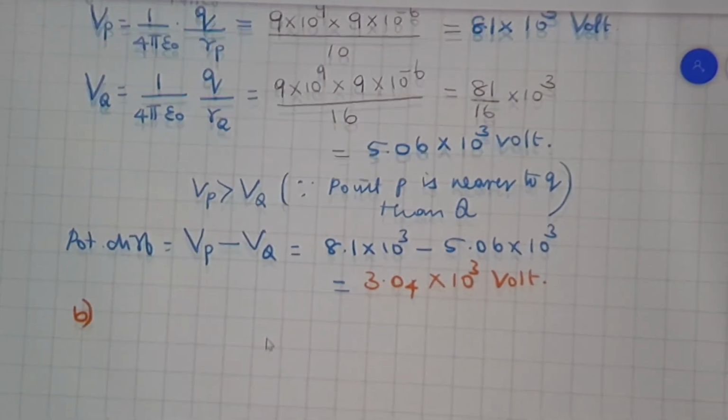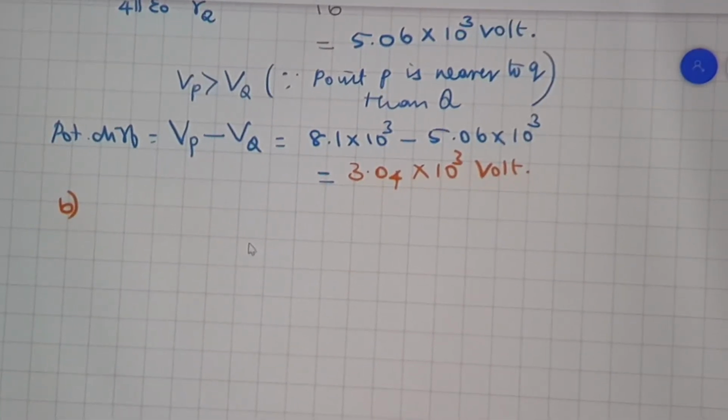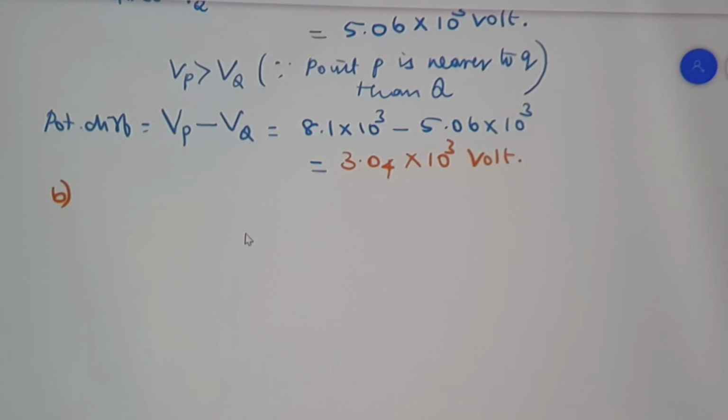What is asked? See, the subdivision is just to go with the problem. I will be saying the problem: if plus Q is replaced with minus Q, what will happen? That was the concept. In that diagram, you are having the charge Q here. The charge is minus 9 microcoulomb, instead of plus 9 microcoulomb.